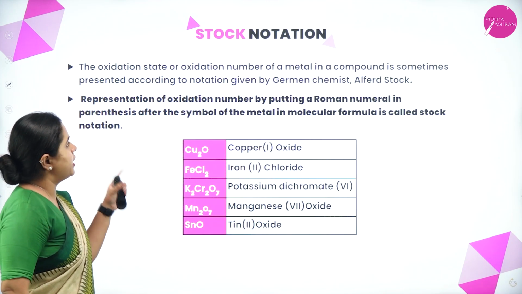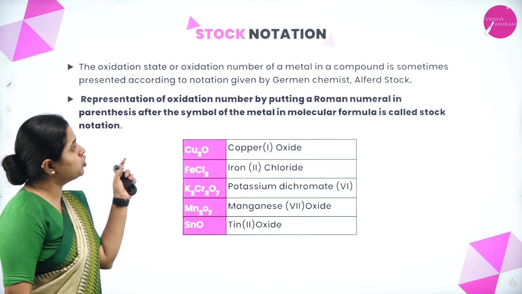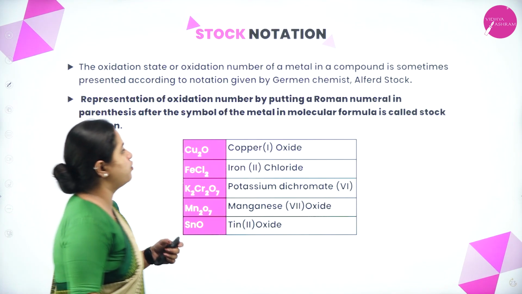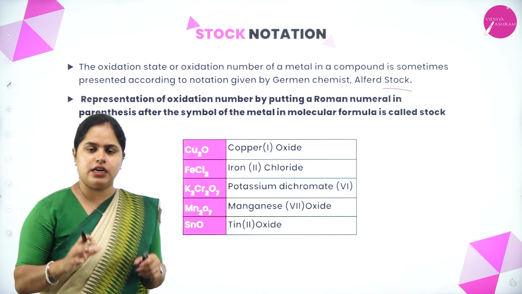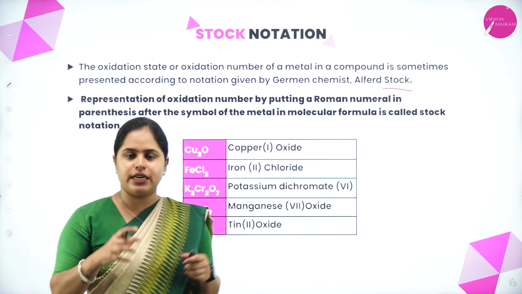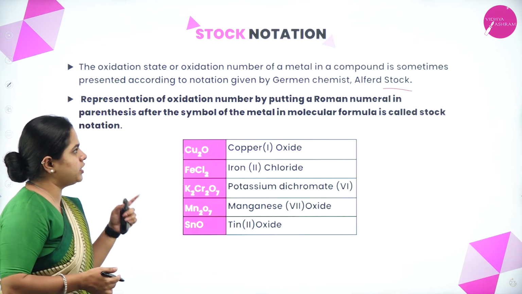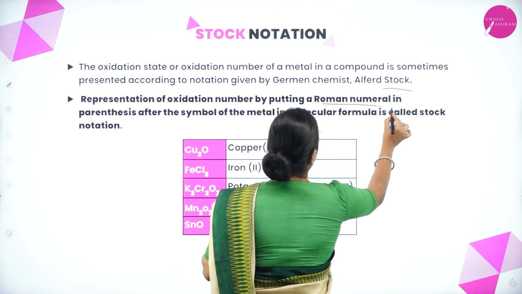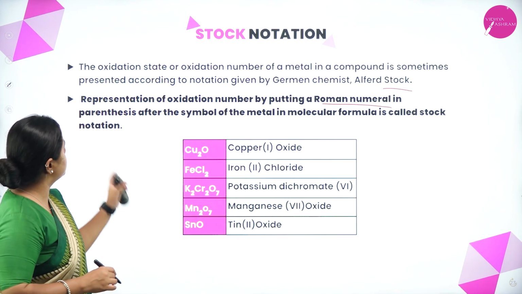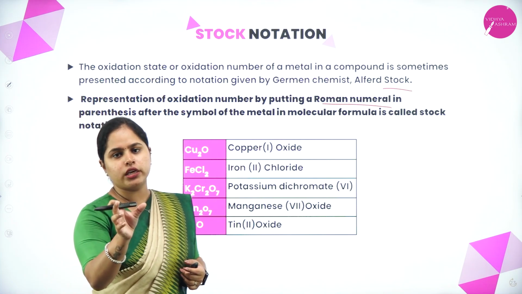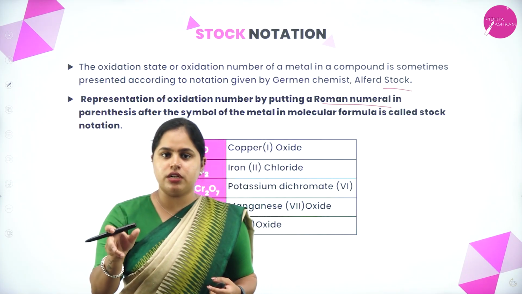The oxidation state or oxidation number of a metal in a compound is sometimes presented according to the notation given by German chemist Alfred Stock. From that you get the name Stock notation. Here you will be representing the oxidation number in terms of Roman numerals. So the representation of oxidation number by putting a Roman numeral in parenthesis after the symbol of the metal in molecular formula is called Stock notation.